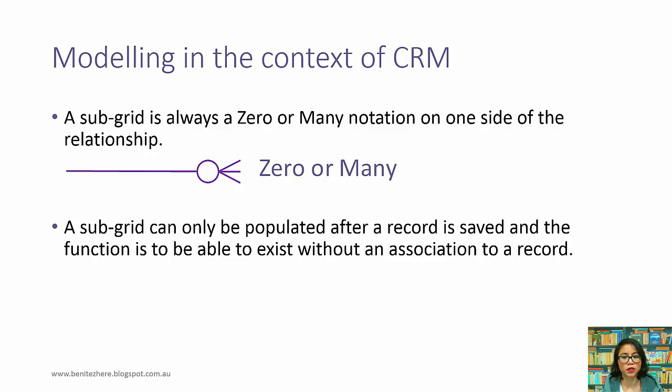Then in terms of a subgrid, it's always going to be a 0 or many notation, and that's because your subgrid only comes into effect after you save the record. So if you create a brand new record and there is a subgrid displayed in the entity form of that record, usually you'll see a message saying that to enable the subgrid, please save the record, which means in order to add a record to that subgrid, you need to save the record first. So out of the box, it's always going to be a 0 or many notation.